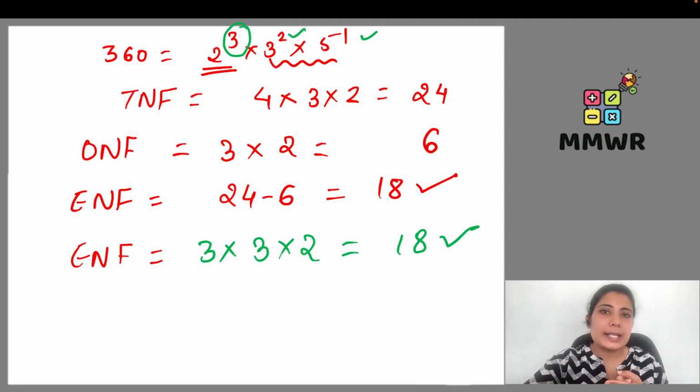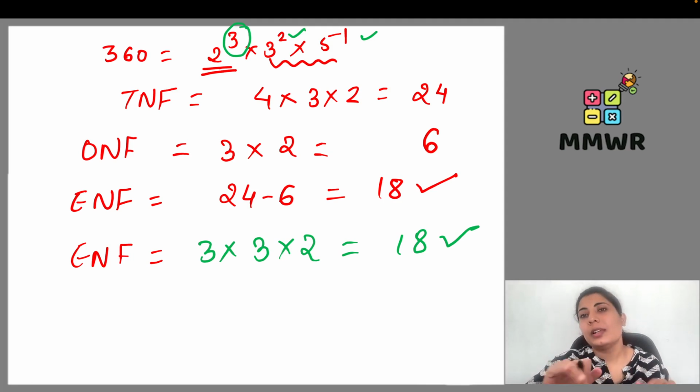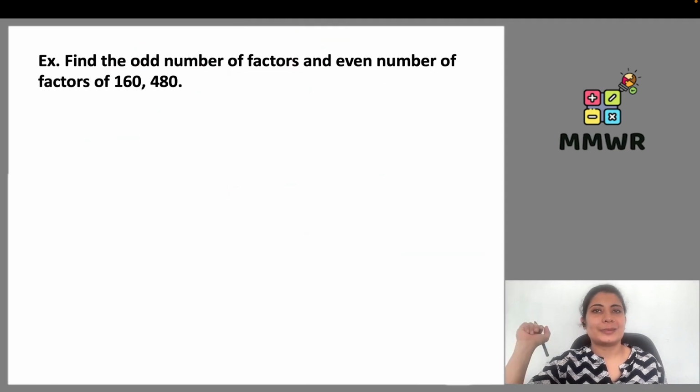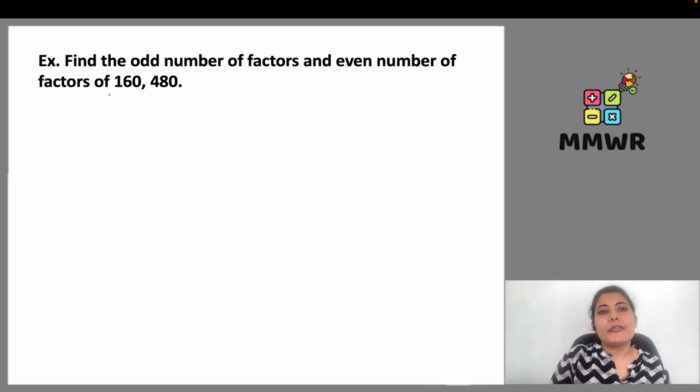How many odd factors are there? 6 are there. How many even factors are there? 18 are there. So total 24 factors are there. Isn't it interesting? Let's find it out for 160 and 480.